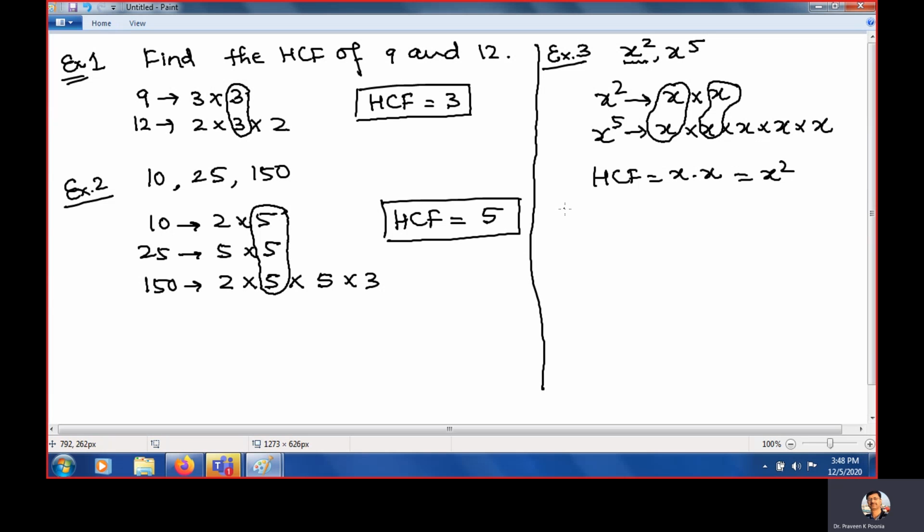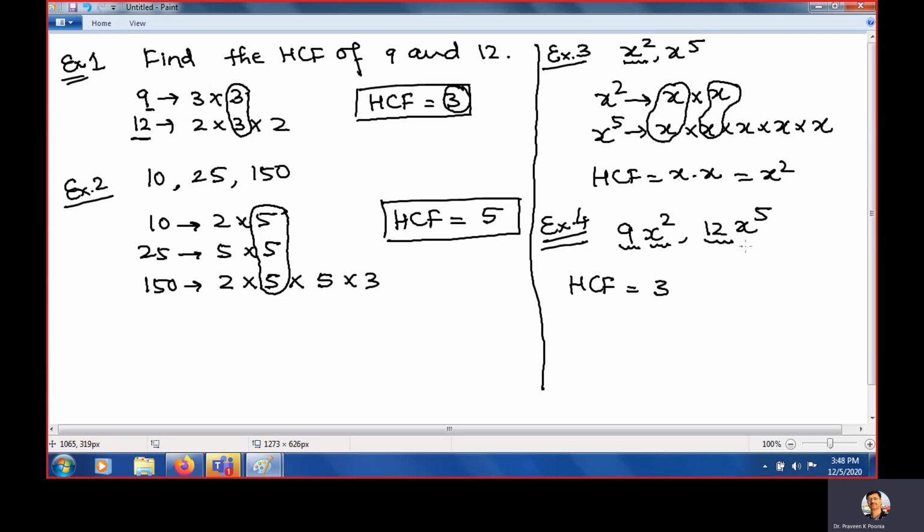So the HCF is x power 2. Okay. In the next example, we will take the common term. Look, here is 9x square and here is 12x power 5. Clear? So what will be the common HCF? First you need to find the common factor of 9 and 12. What is the HCF of 9 and 12? It is 3. So the 3 here.